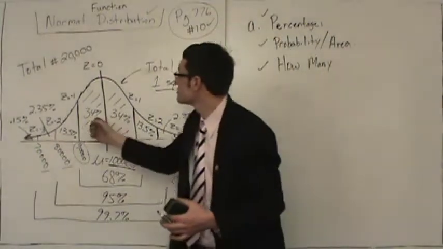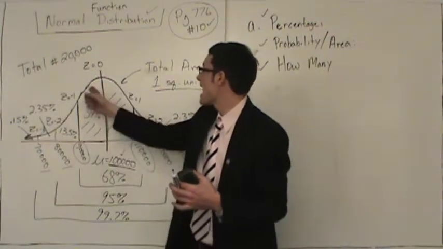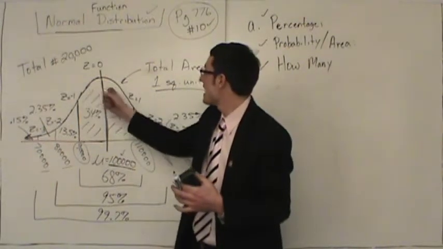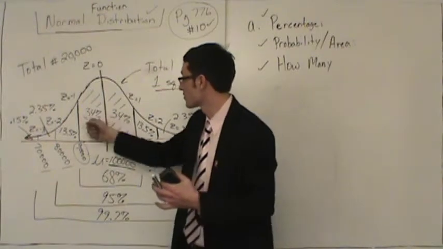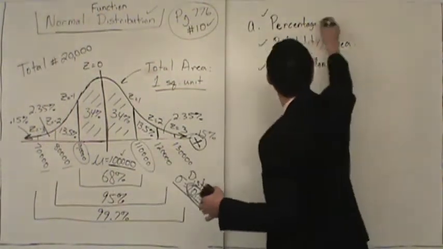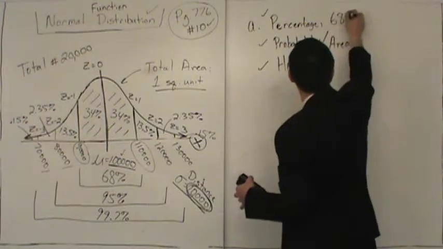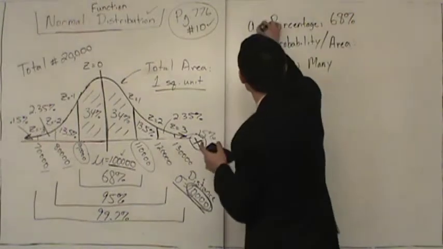What are we going to do with these 2 percentages? We're going to add them up. Between 90,000 and 110,000, add the 34% area and the 34% area. What do we get? A total percentage of 34 plus 34, which gives 68%. That's our percentage chance.